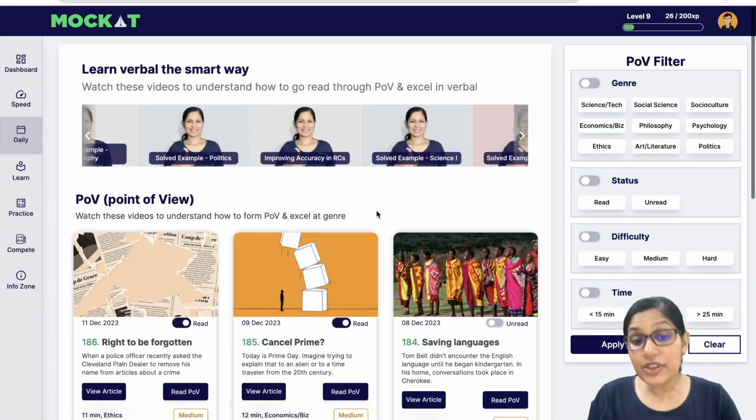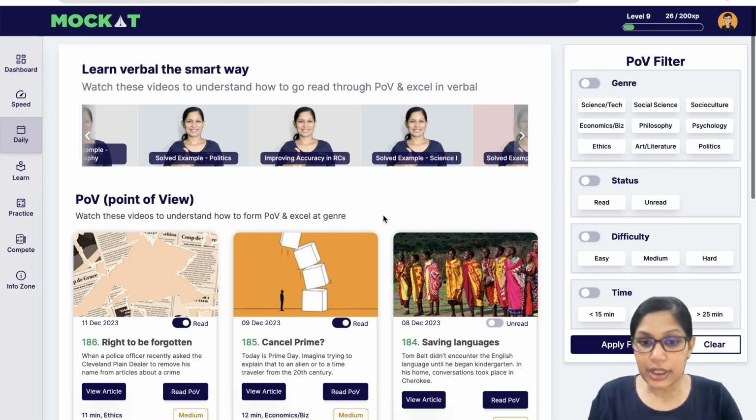Now, the daily POV is again something very unique. The speed concepts and author's viewpoint is not something which you find anywhere. Again, these are very, very important and have really helped our students to get ahead and crack this exam. So start off on day one itself, take advantage of it, right?